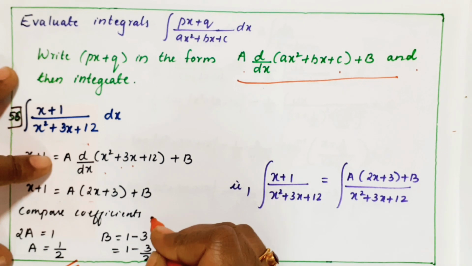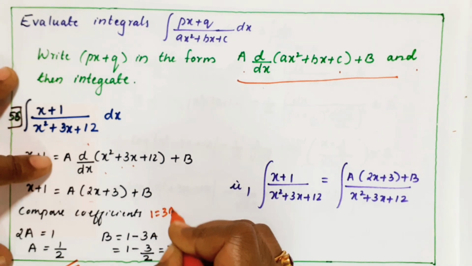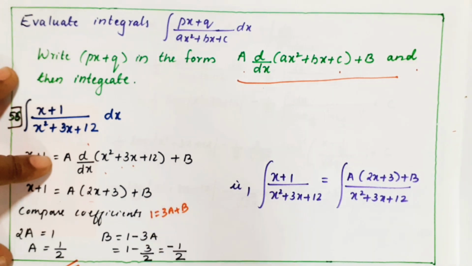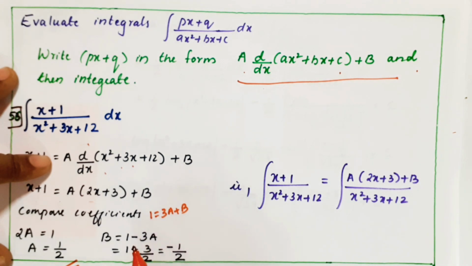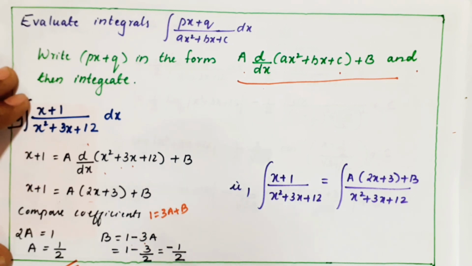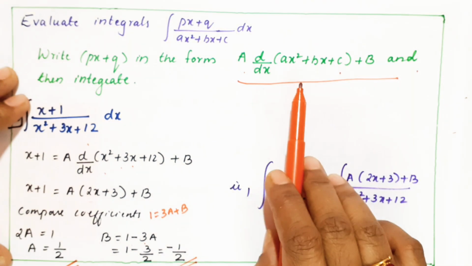How are we getting this? Because 1 equals 3a plus b, therefore b equals 1 minus 3a. That is 1 minus 3 into a value, which is 1 by 2. That is 1 minus 3 by 2, which is minus 1 by 2. So I got the value of a and b. Very simple. You have to make it in this form.